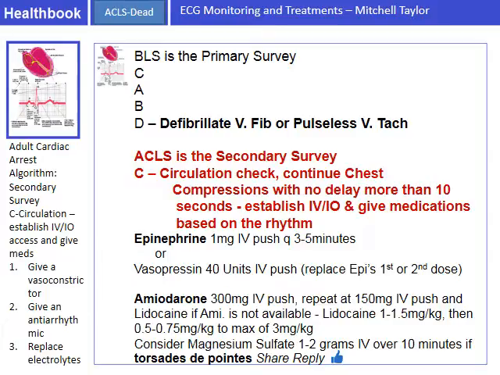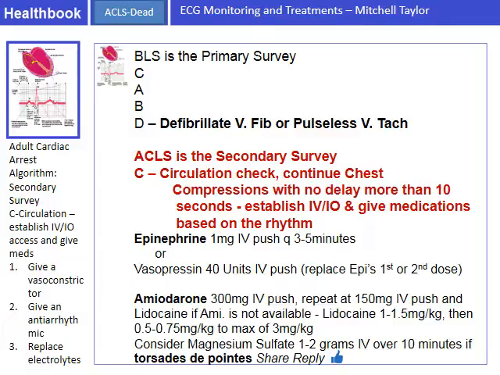Okay, so we can see basic life support, primary survey, CABD, defibrillate, VFib or pulseless VTAC, and now we're going to start the secondary survey. And it begins with C, the CABD, and the secondary survey is a little bit different. So we resume with chest compressions, we resume the circulation, and no delays more than 10 seconds. We establish circulation by establishing an IV or IO and give medications based on the rhythm.